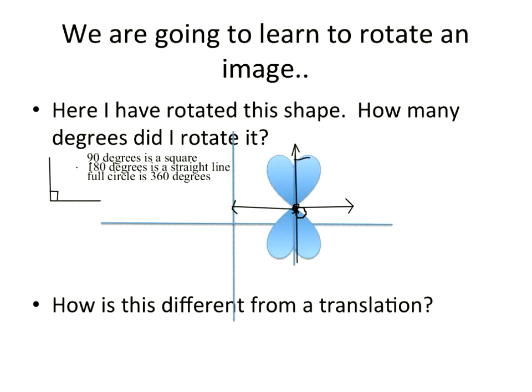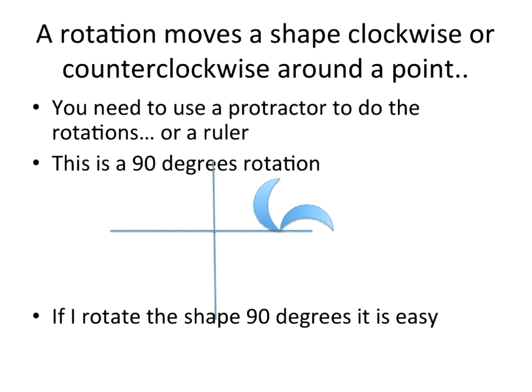Now it's easy to see when it's a heart. It's not so easy to see when it's a rectangle. So it's different from a translation in that you're not sliding the shape. You're keeping one thing in the same spot and then rotating everything around it. All right? A rotation moves the shape clockwise or counterclockwise around a point.